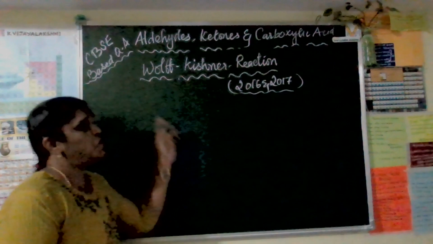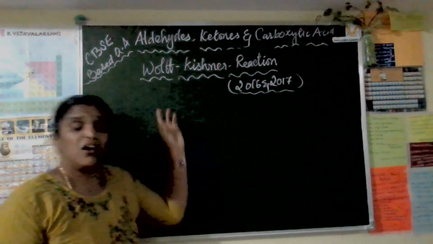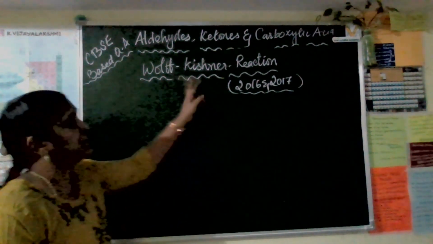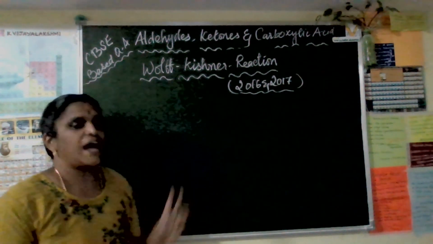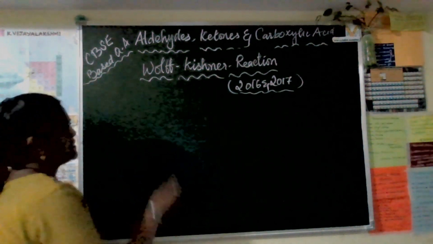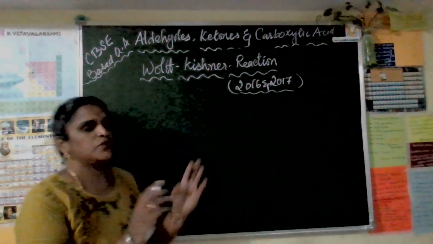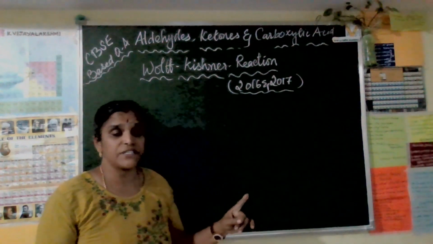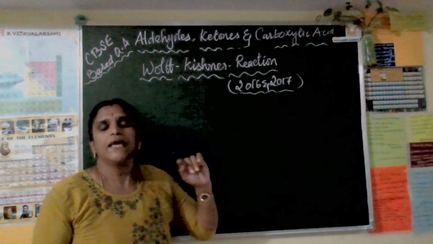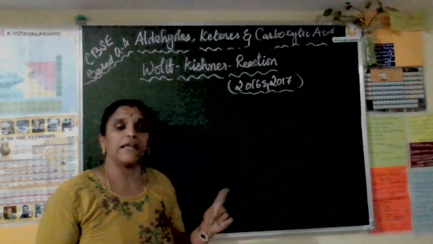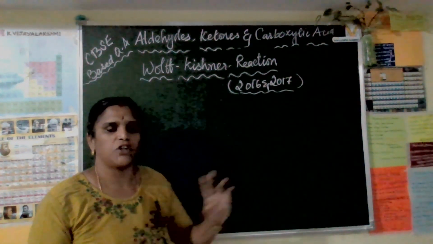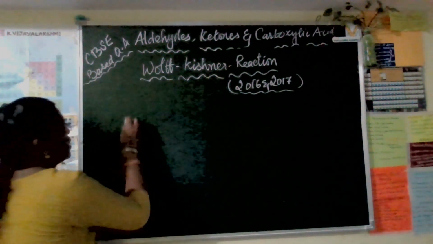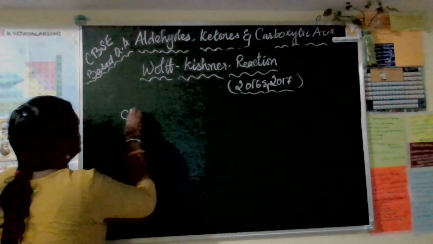The next more important question. All the naming reactions are important, and one among them is the Wolff-Kishner reaction, and it's very important also. Let us go for that. What is the Wolff-Kishner reaction? Aldehydes or ketones combined with hydrazine, followed by strong alkali along with ethylene glycol, give alkane as the product.